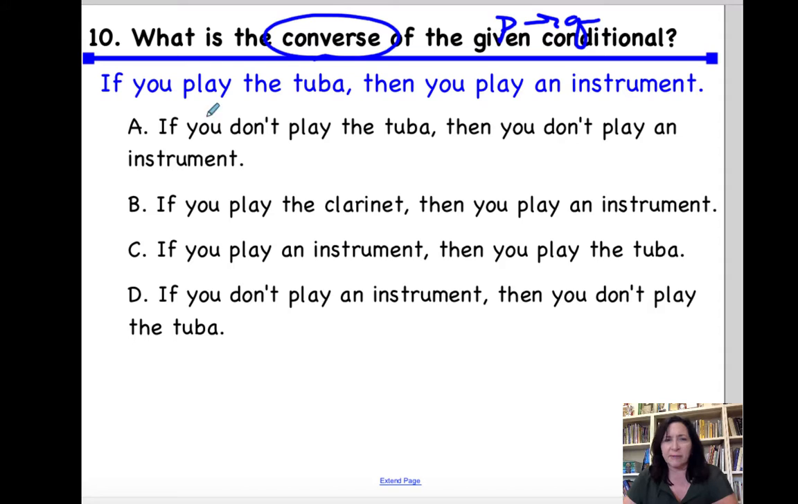So this says if you play the tuba, then you play an instrument. So you're looking for if you play an instrument, then you play the tuba, which is going to be my C.